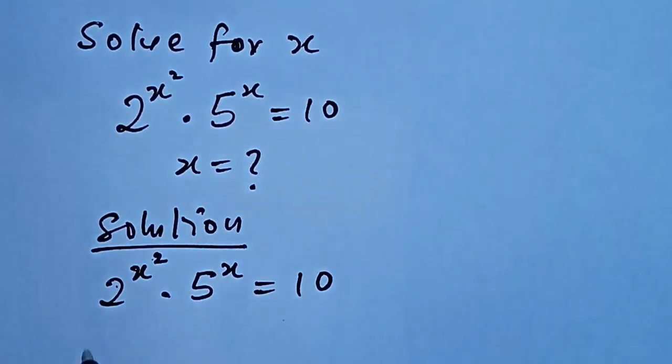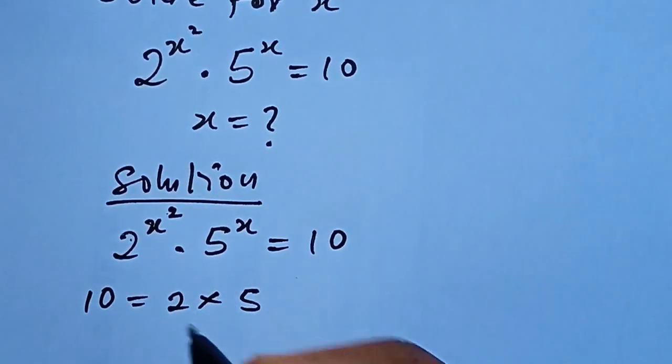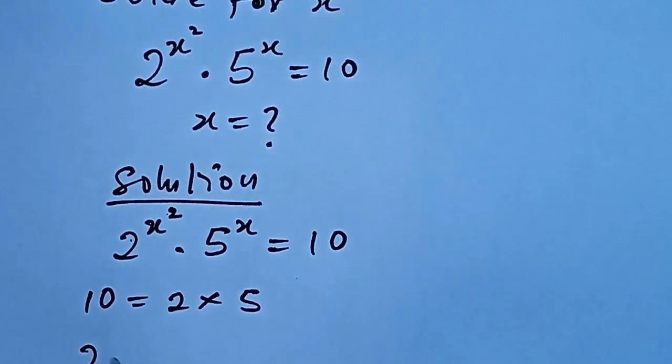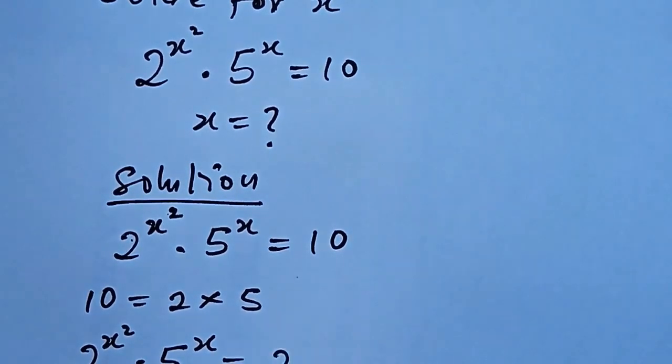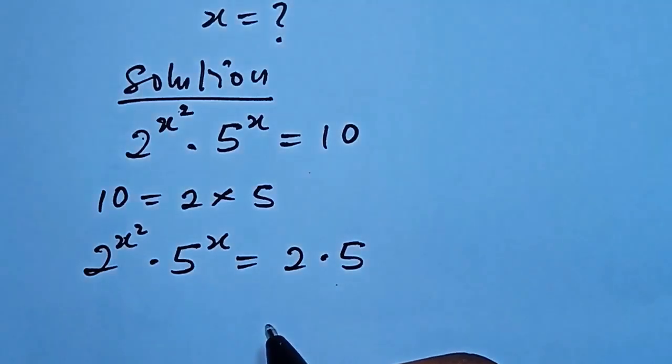So let's simplify the 10. 10 can be written as 2 multiplied by 5. So rewriting that, we have 2 raised to power x, raised to power 2, multiplied by 5 raised to power x, equals 2 multiplied by 5. So from here, we divide both sides by 2 and 5 raised to power x.